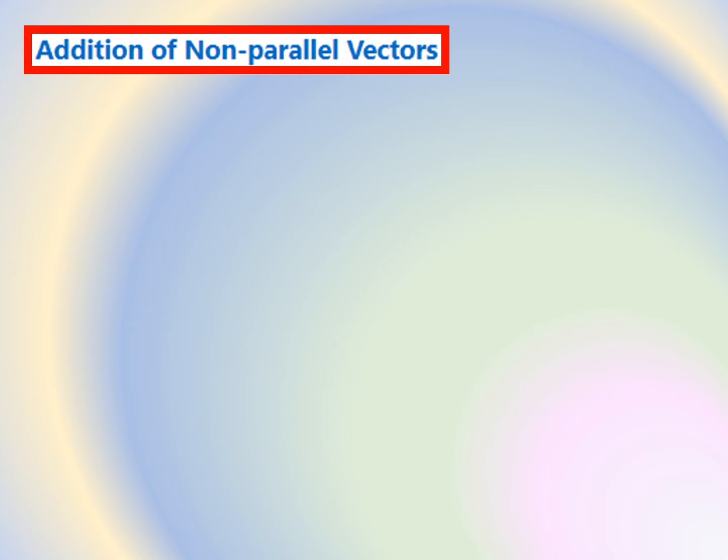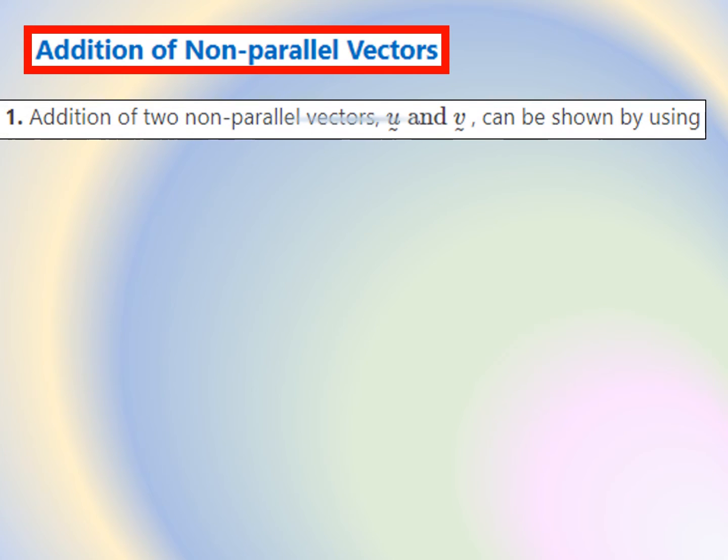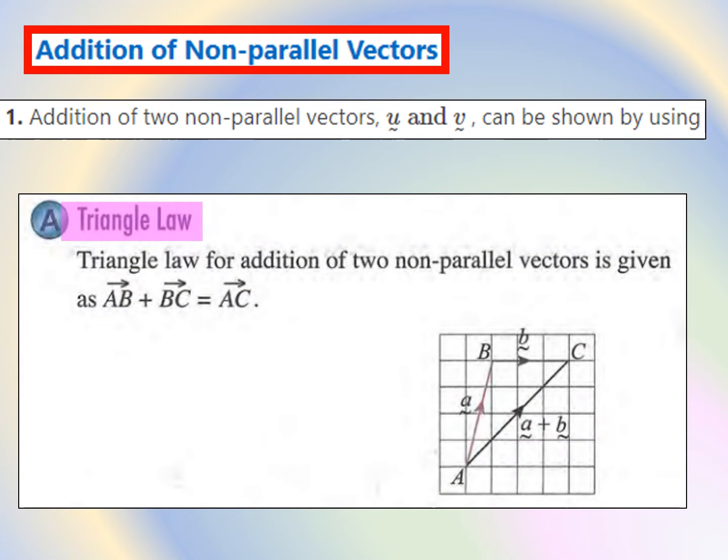Addition of non-parallel vectors. Addition of two non-parallel vectors, vector u and vector v, can be shown by using the triangle law. By referring to the diagram, for the triangle law for addition of two non-parallel vectors, vector AB and vector BC, the resultant vector is vector AC, that is, vector AB plus vector BC will give the resultant vector AC.